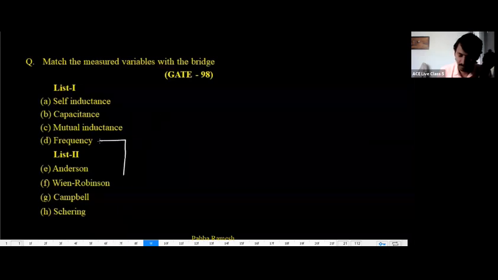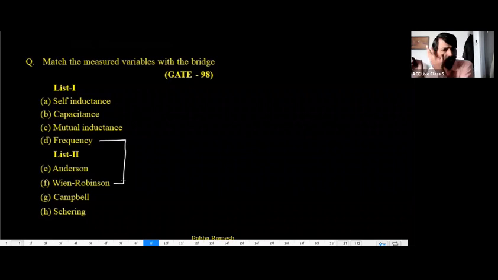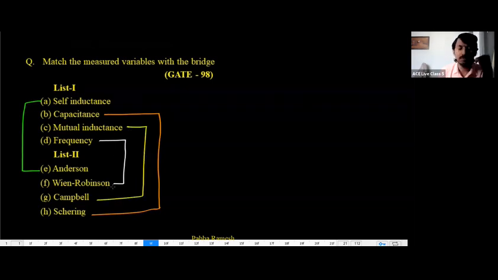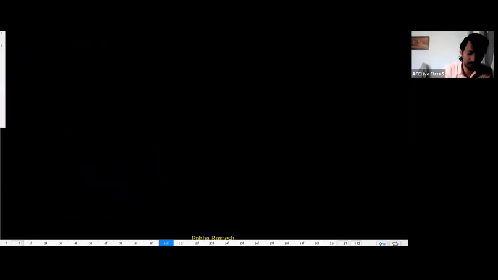Frequency: Wien Robinson, simply Wien's bridge, right? And self-inductance: Anderson's. Capacitance: Schering bridge. Mutual inductance, I gave one note, right? Even if it is not there, they may ask match the following. If all options are matched, automatically mutual inductance will be matched. In that way also questions may be possible.